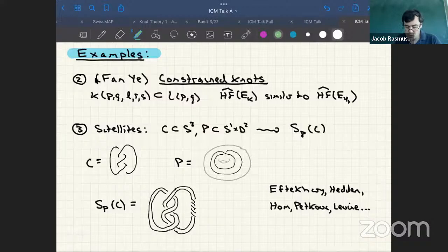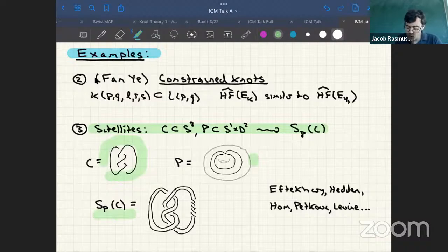On the other hand, there are also more complicated examples of manifolds. A really good source of complicated examples has been satellites of knots in S3. If I give you a knot in S3, called the companion, and then a knot in S1 times D2, which is called the pattern, then I can glue this S1 times D2 into a neighborhood of the knot to get what's called the satellite knot. So that's illustrating this process in the case when C is the trefoil and this is the pattern.